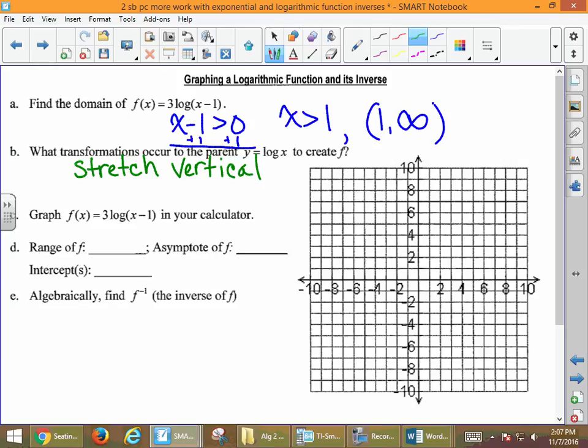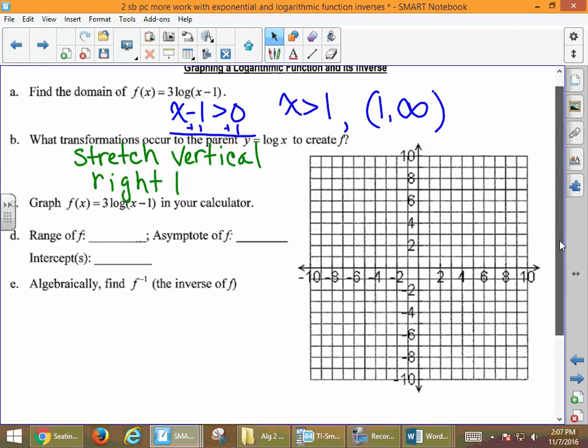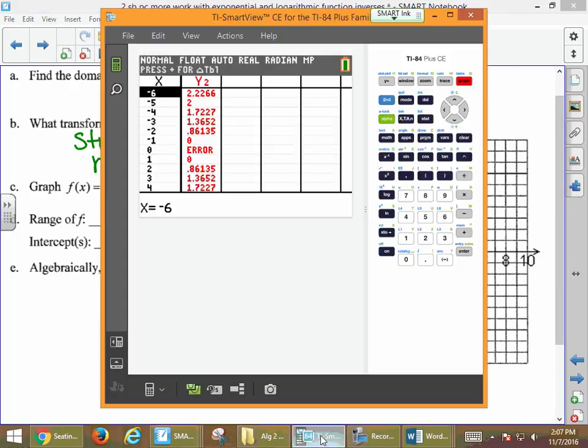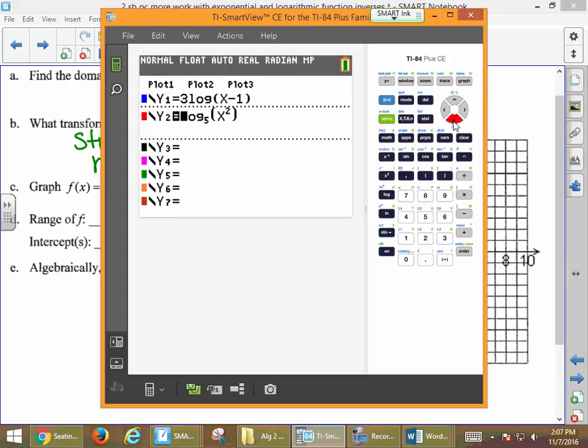We also have minus 1 inside the function. What does that do to our function? How do we transform it? We're going to go right. So when we come down here to part C, let's type that in our calculator. I'm going to go back and take something out of mine, but 3 log of x minus 1. If you have an Inspire, you need to type a 10 in for the base.